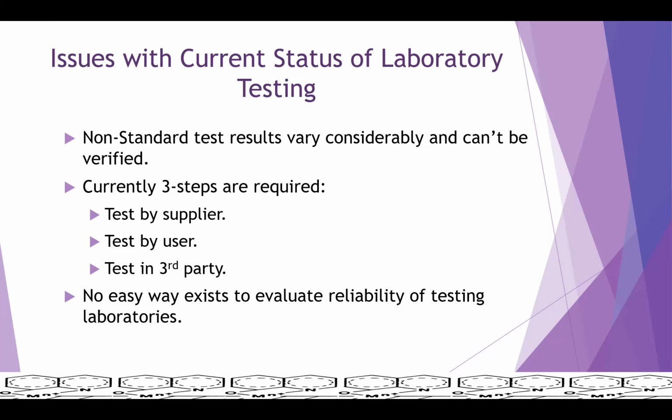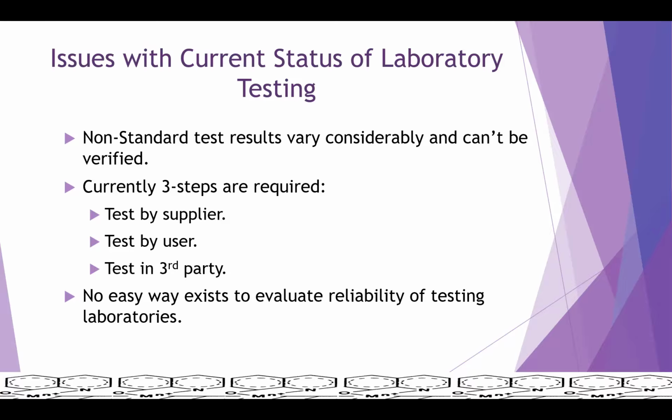And then the end user tests on their own. Sometimes the test results agree with the supplier, sometimes they don't. Many times they don't. And then they go to a common ground. They will test it in a third-party laboratory. We have well-established third-party laboratories around the world. But right now, to qualify a corrosion inhibitor, we do three steps, three tests. Sometimes the same test, sometimes different tests.